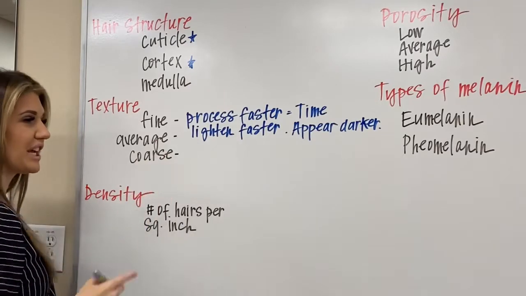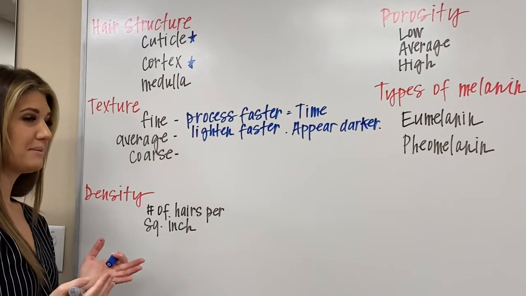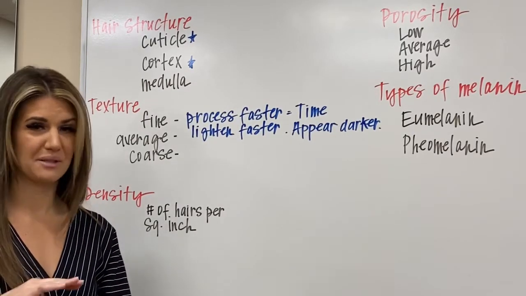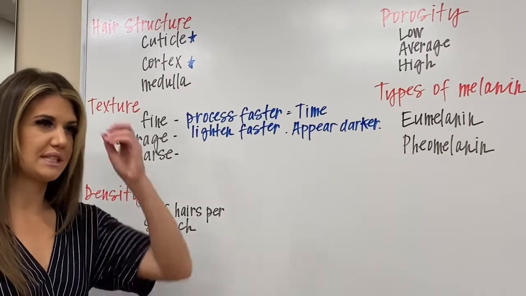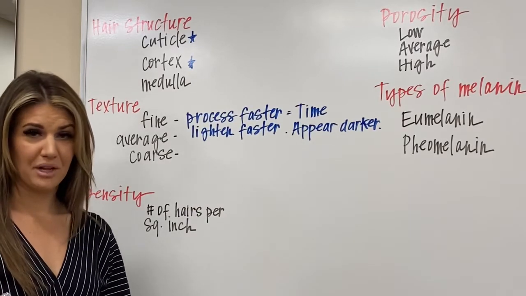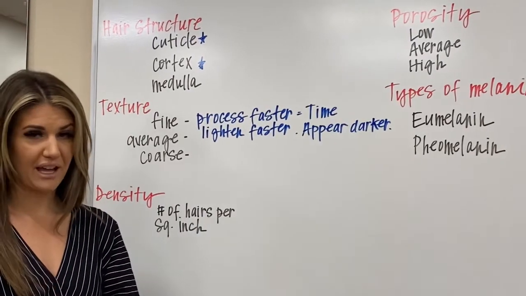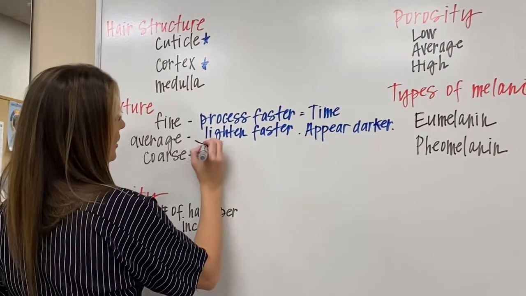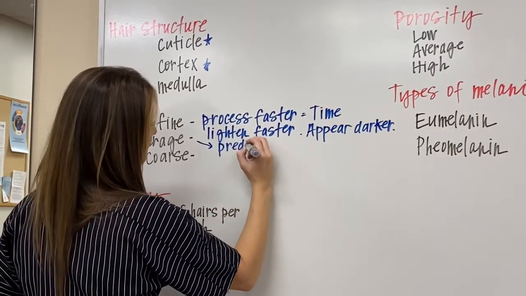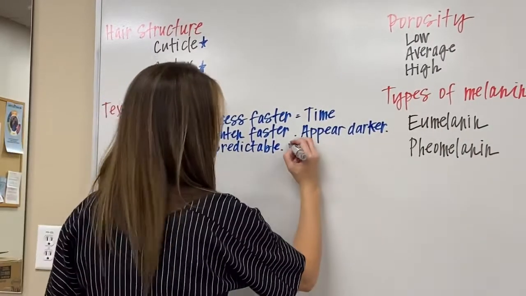Okay. Average hair is going to behave in an average, predictable way. So this means as we allow our hair color to sit and to process, it's going to take that middle ground. So if you have a processing time that's between 30 and 45 minutes, your average would be right in the middle. So fine hair would be on the 30 side, where your average would be that 35, okay? So I'm going to just arrow this down. It's predictable, and it processes in an average way.